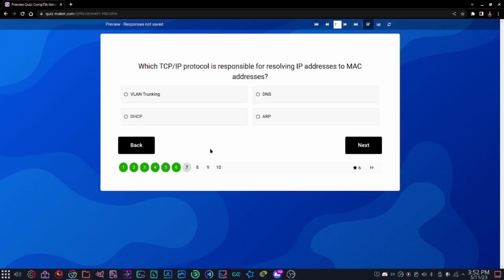Question 7. Which TCP/IP protocol is responsible for resolving IP addresses to MAC addresses? We have VLAN trunking, DNS, DHCP, or ARP. The protocol responsible for resolving IP addresses to MAC addresses is fairly simple if you've been studying. It's going to be ARP.